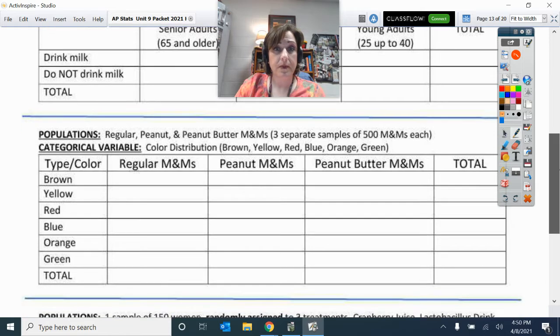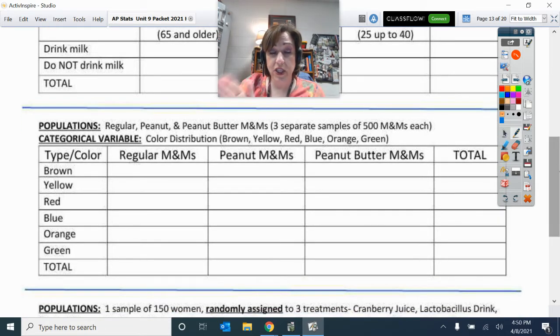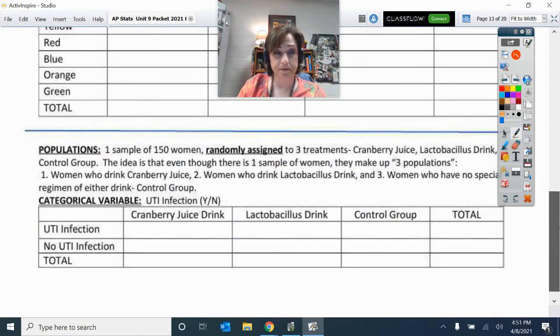Next, here we have three populations: regular M&Ms, peanut M&Ms, and peanut butter M&Ms. So I'm going to get 500 randomly selected regular M&Ms, 500 peanut M&Ms, and 500 peanut butter, and then I'm going to check one variable for those, the color distribution. So I'm going to check and see if the variable color is the same rate amongst these three separate populations. All right, here's another one.